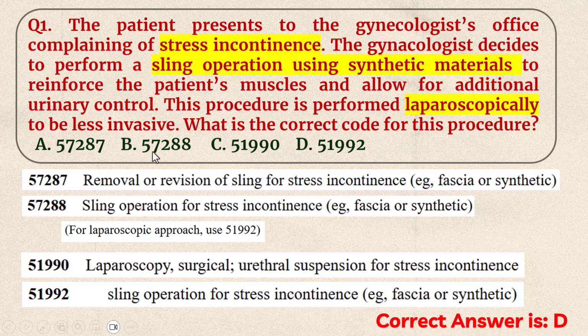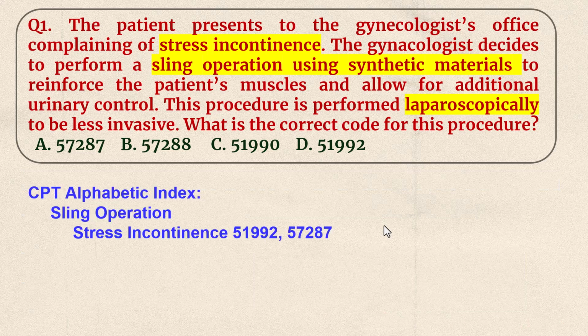So you can be confused between answers B and D. Keep in mind you have to read the additional note below the code. It's very important. If you encounter this case in a real working scenario, you have to go with the index of the CPT codebook. When you go to the CPT alphabetic index, you can directly go to sling operation, then to stress incontinence. Then it will lead you to 51,992, that is the laparoscopic method, and 57,285, that is the open method. So you can check the code in the tabular list and finalize the answer. Once you finalize, the answer will be D.